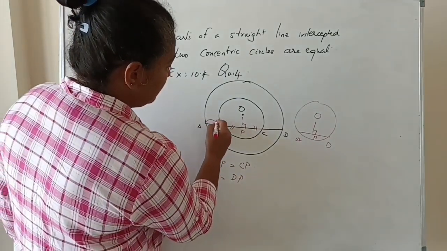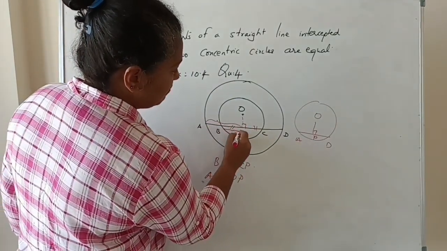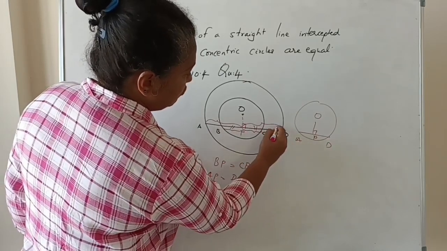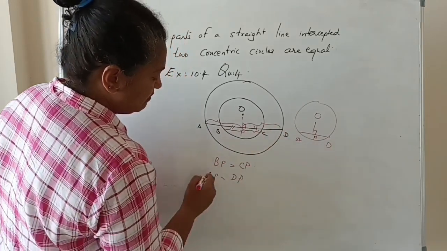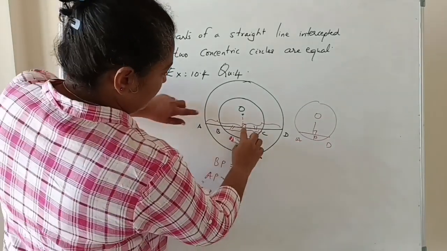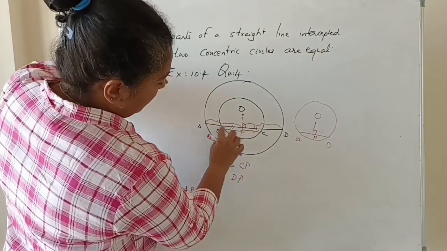Now, this complete line is equal, this part is equal to this part. So, what can I say about the remaining part? When I am subtracting AP minus BP, what do I get? This is AP and this is BP, I will get AB.